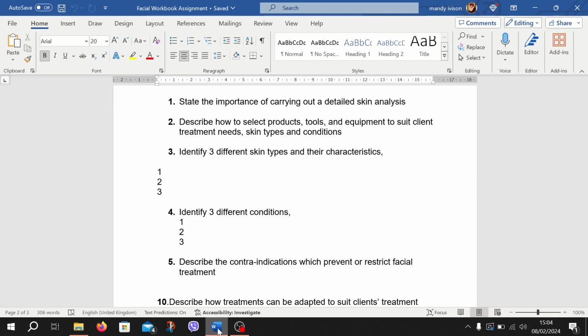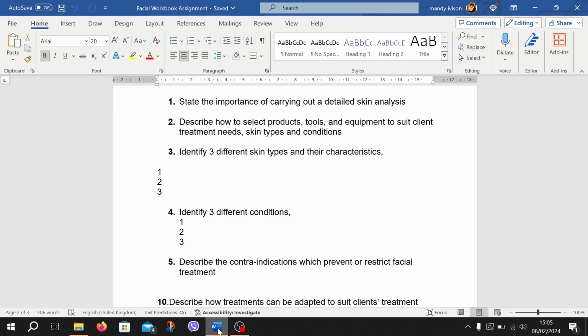So next question, identify 3 different skin types and their characteristics. Everything's in the slides for you, but you've got oily, generally open pores, papules, pustules, comedones, could be quite coarse skin. You've got dry skin, which is usually quite flaky patches, tight pores. You could have dehydrated skin. Actually, that's more of a condition. So let's go combination skin.